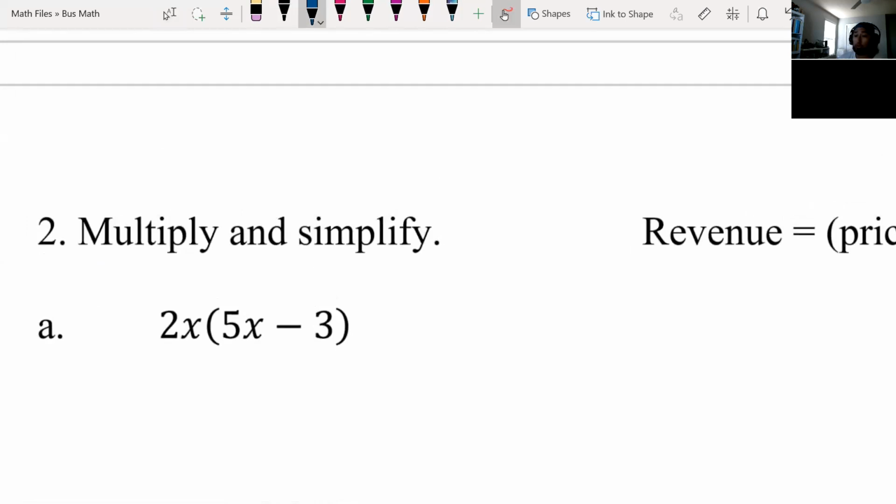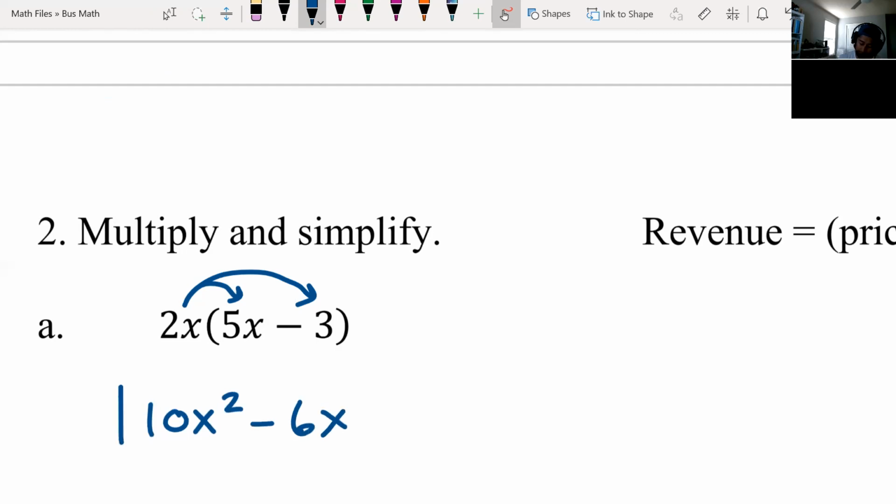Okay, so 2x times 5x minus 3. So all we have to do is take this 2x and distribute it to both terms. So 2x times 5x gives me 10x squared. And 2x times negative 3 gives me negative 6x. And that's it. Nothing else to do in there.